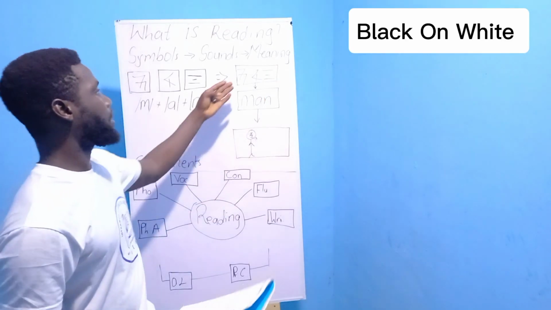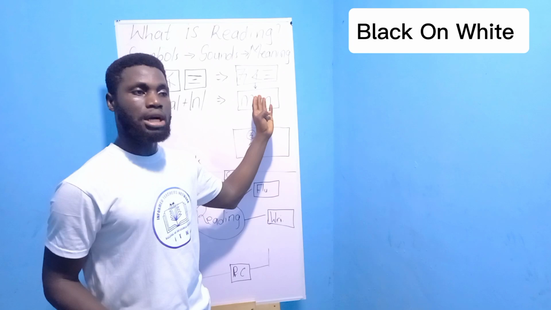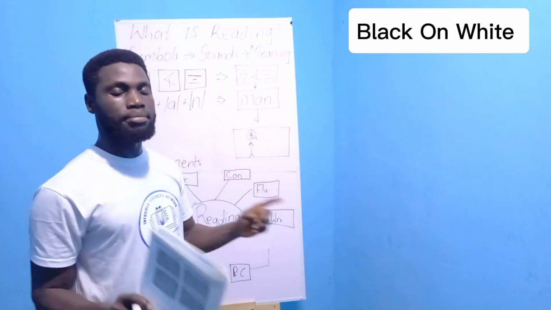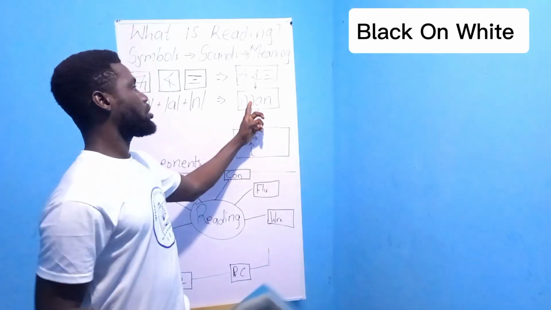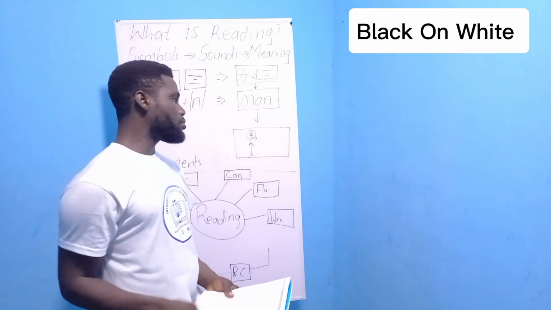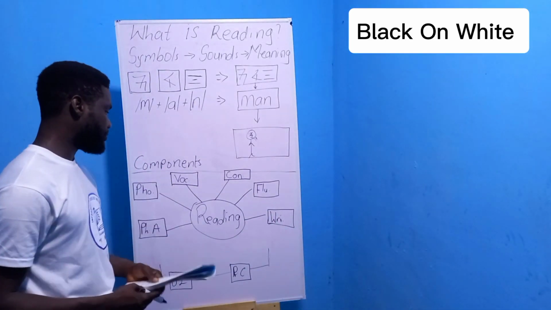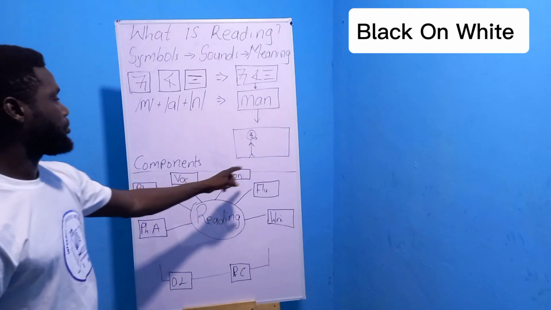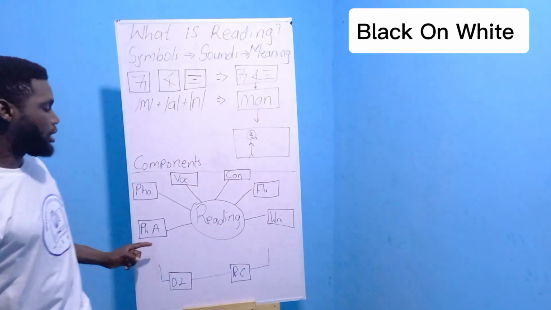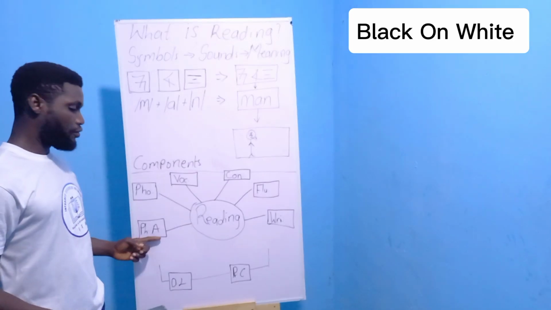Reading begins with identification and association of symbols with sounds, and then progressing to creating a mental picture of what those sounds mean. Now let's move on to look at the components of reading. There are six components of reading, and it begins from phonological awareness.